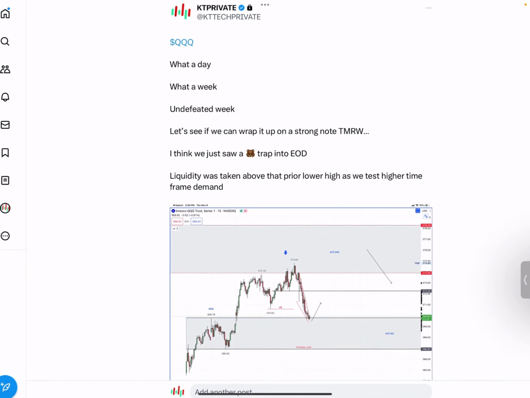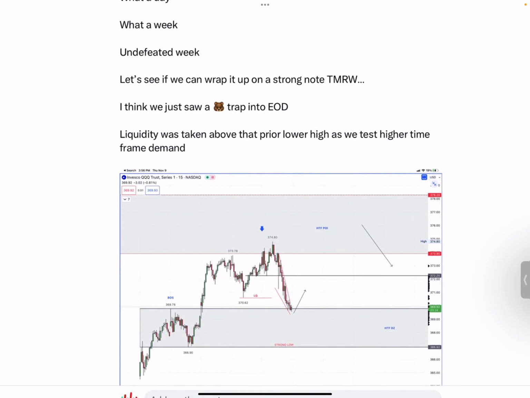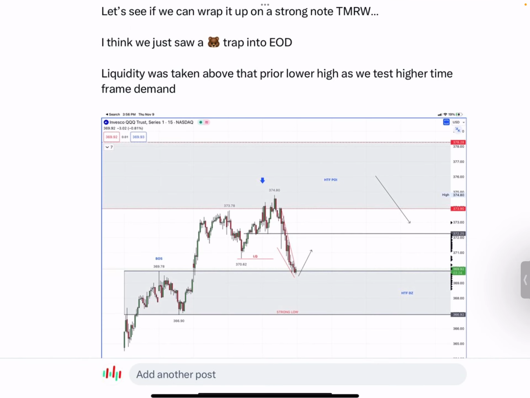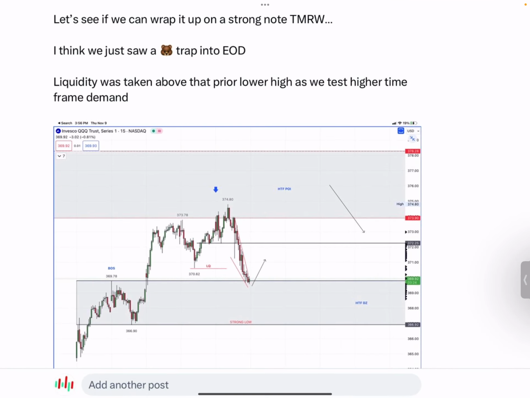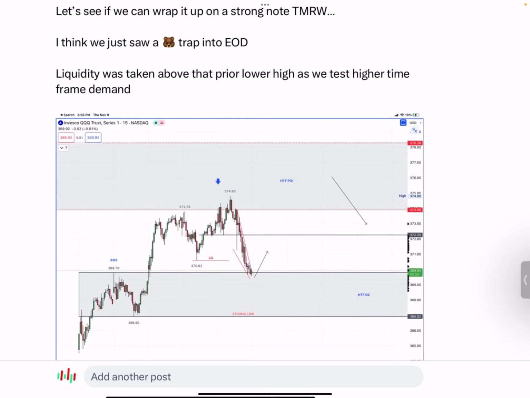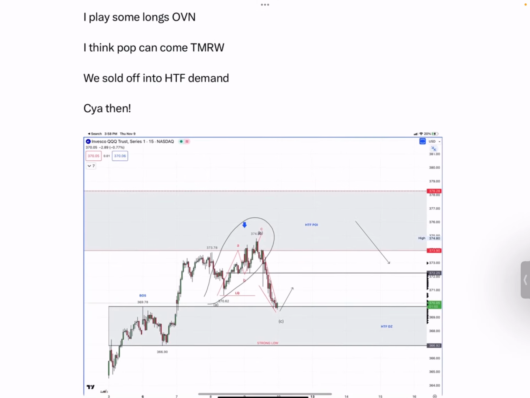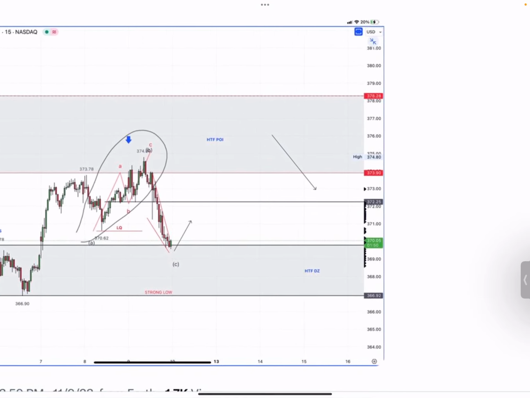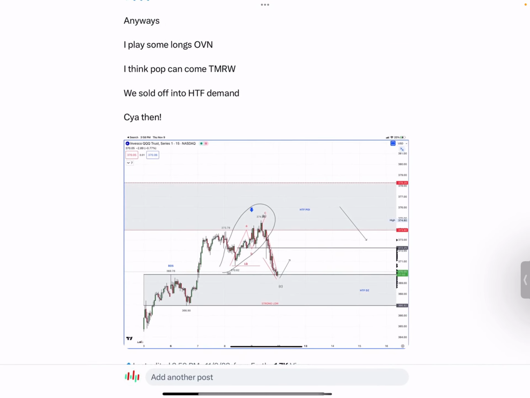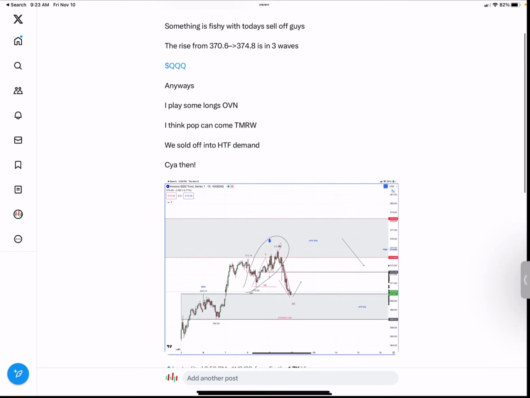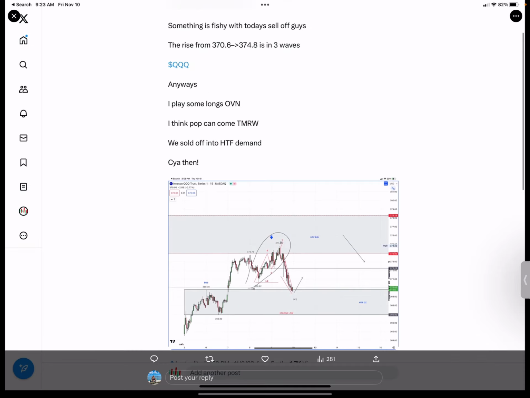In my private Twitter feed, I said, I think we just saw a bear trap. Reason being was we had liquidity taken below 370.62 and we tapped into a higher time frame demand zone, right? Which was my 369.80, 370 level. I also said that we had a wedge forming into my buy zone as well. I was looking for a pop into today to about 372.25, around there. Looking for a rally to come.